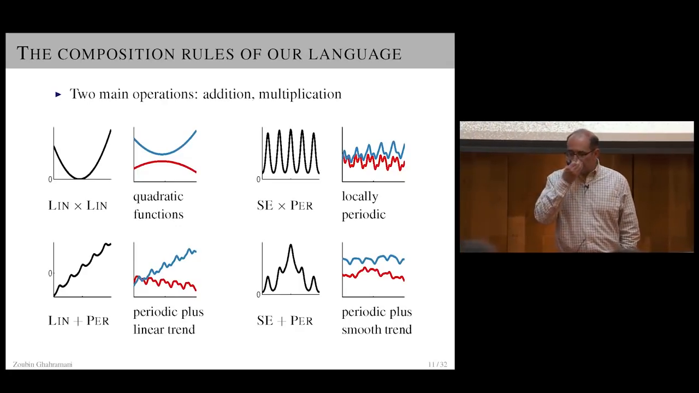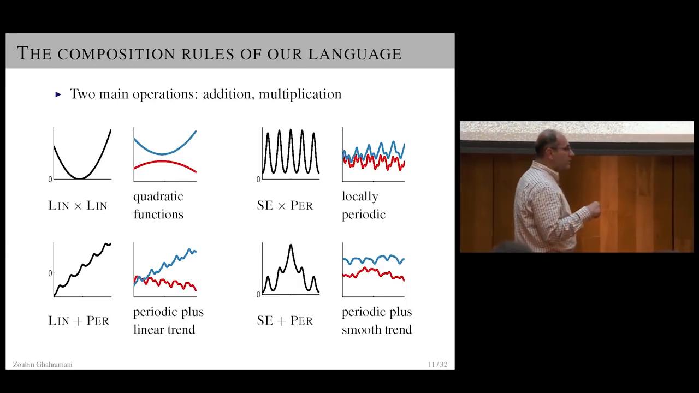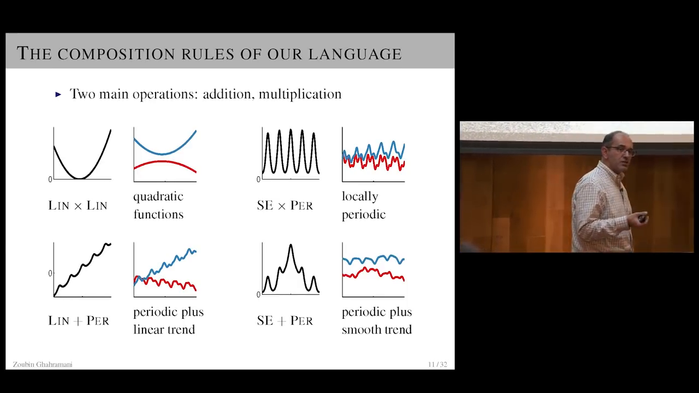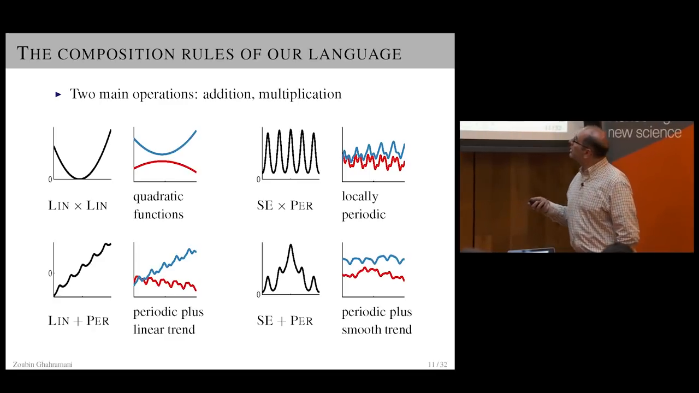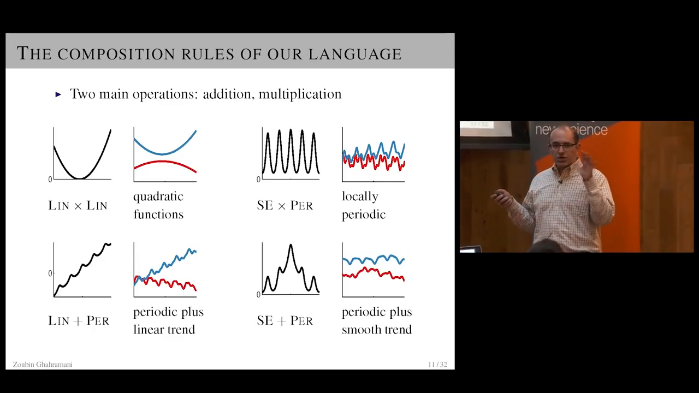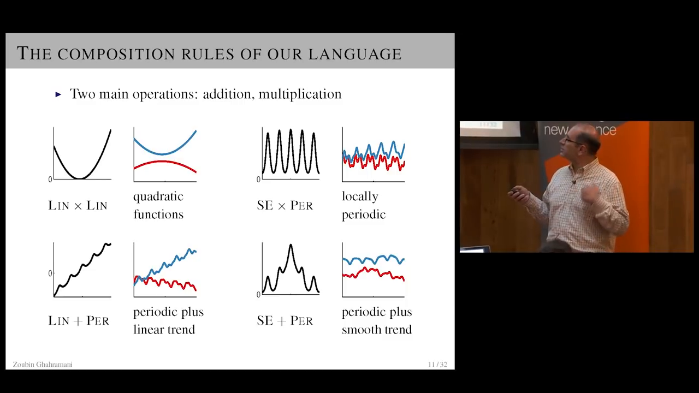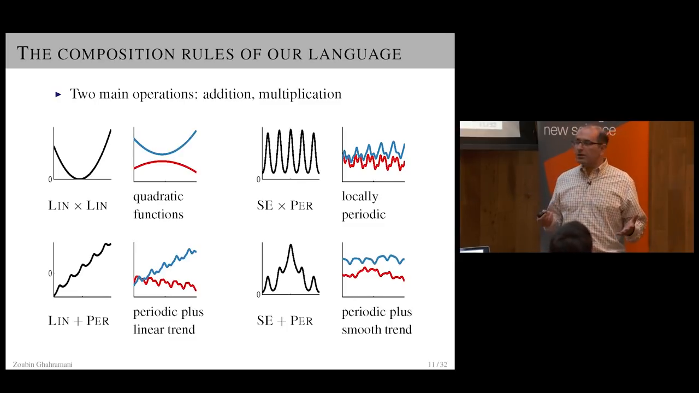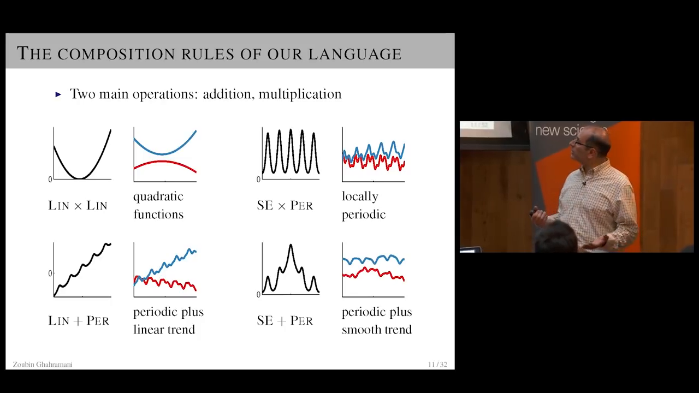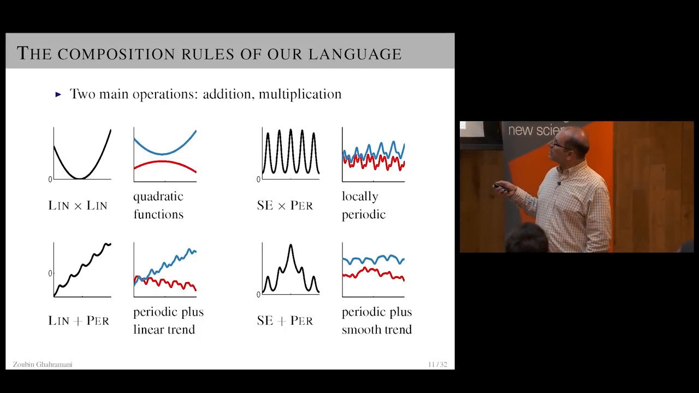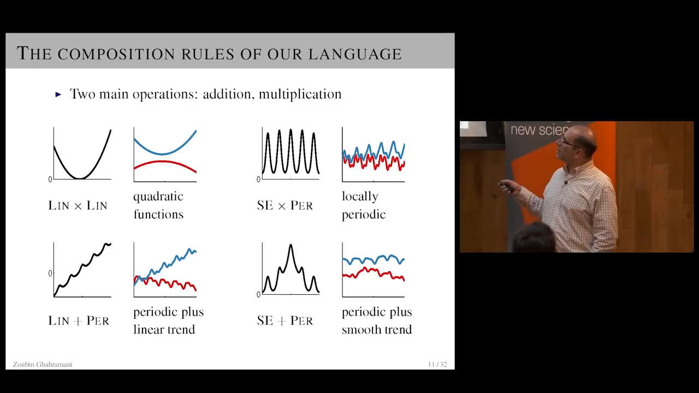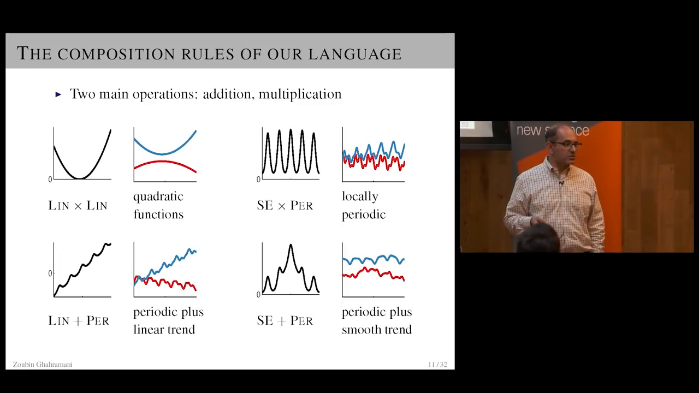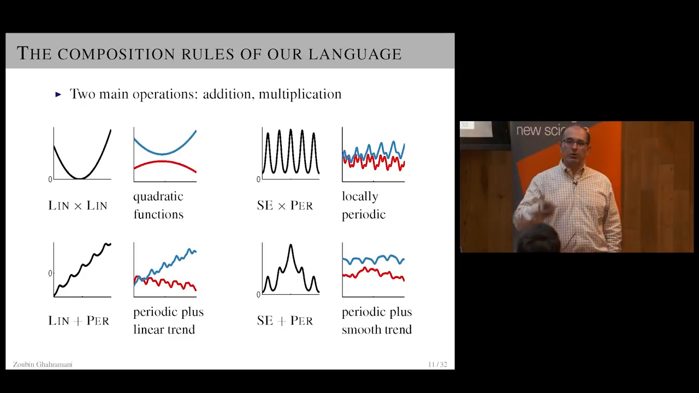Now, from these basic functions, we can compose them with a few operations to get other valid kernels. And the two main operations, actually there are three operations. The third one we use for time series, and I'll mention that in a minute. But the two main ones are addition and multiplication. So adding or multiplying kernels gives me another kernel. So for example, linear multiplied by a linear kernel gives me a distribution over quadratic functions. And by closure, I can get all polynomials with that.